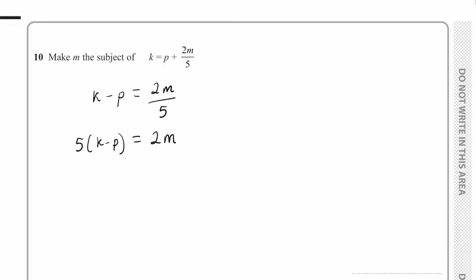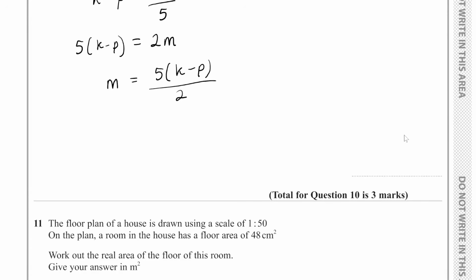And then to get m by itself, to get rid of the times by 2, we divide by 2. So we half both sides. So m is going to be 5 times k minus p all over 2. We could expand the brackets, but we don't have to. So I'm going to leave it like this.